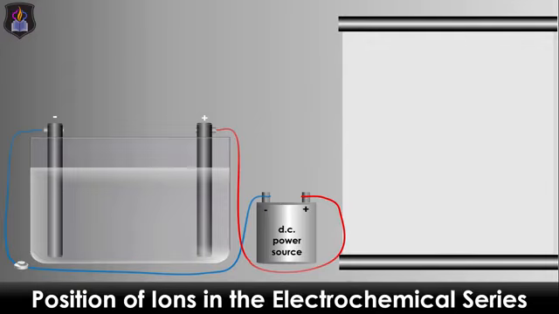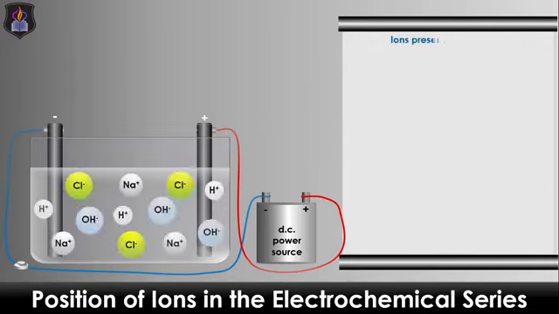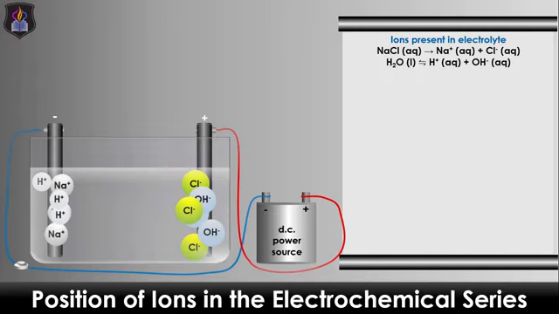Let's use the electrolysis of dilute sodium chloride solution, which contains sodium ion, chloride ion, hydrogen ion, and hydroxide ion, as a case study. When connected to the power supply, the ions migrate to the oppositely charged electrodes based on the law of electrostatic attraction. At the anode, the chloride and hydroxide ions compete for discharge, but the hydroxide ion is preferentially discharged due to its lower reactivity and position in the electrochemical series.